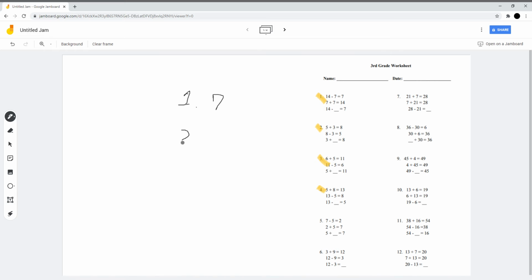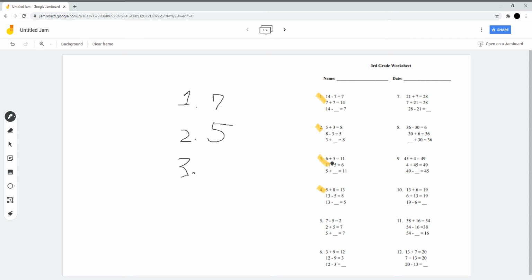Number 2. 5 plus 3 is 8. 8 minus 3 is 5. 3 plus what is 8? The answer is 5. Same thing, you can just subtract 8 and 3 to get this answer.